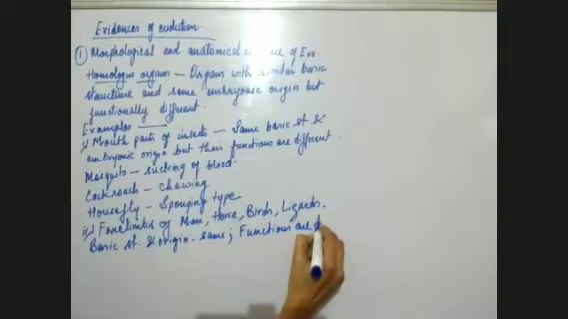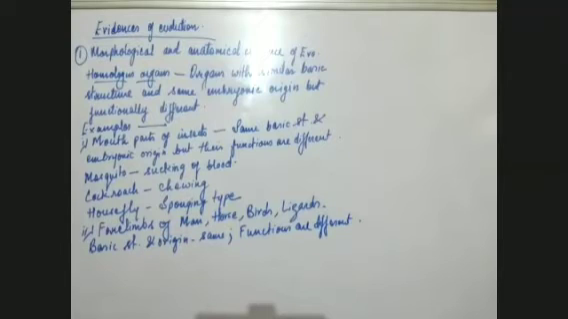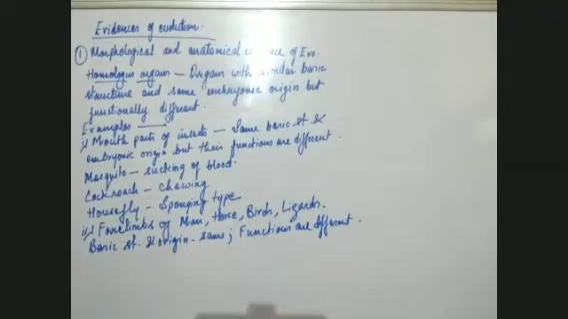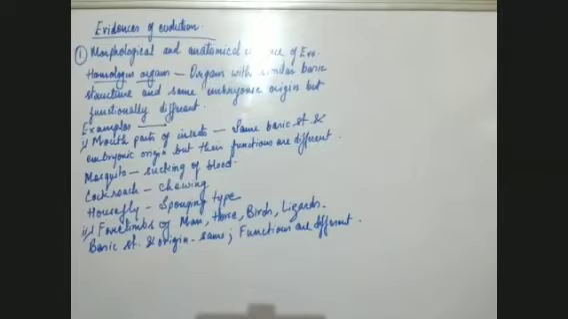How are the functions different? In case of man, it is for doing work. In horse, it is galloping. In birds, it is flying. In lizards, it is crawling. So forelimbs are same. The basic structure of forelimbs, whether it is in man, horse, birds, or lizards, it's same. The embryonic origin is also the same.